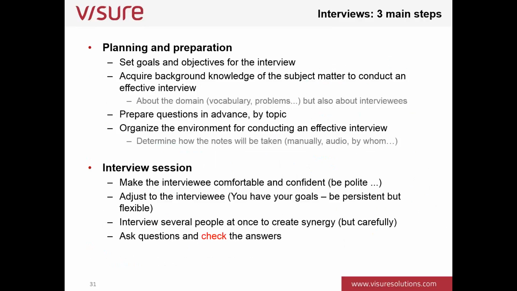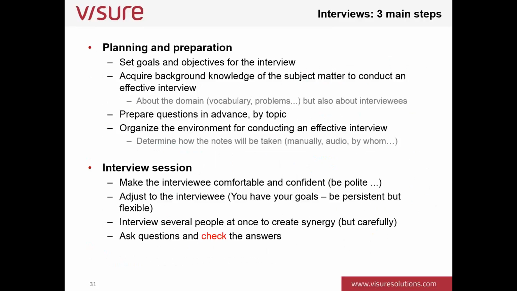During the interview session, we have to make the interviewee comfortable and confident. We have to be polite, and we have to discuss and talk everything through with him. We have to adjust to the interviewee. We have our goals, of course. We have to be persistent, but we have to be flexible. If he's telling us things that we may find not interesting, we have to be careful in the way of explaining this, and also take into account that they may seem not interesting, but they are.